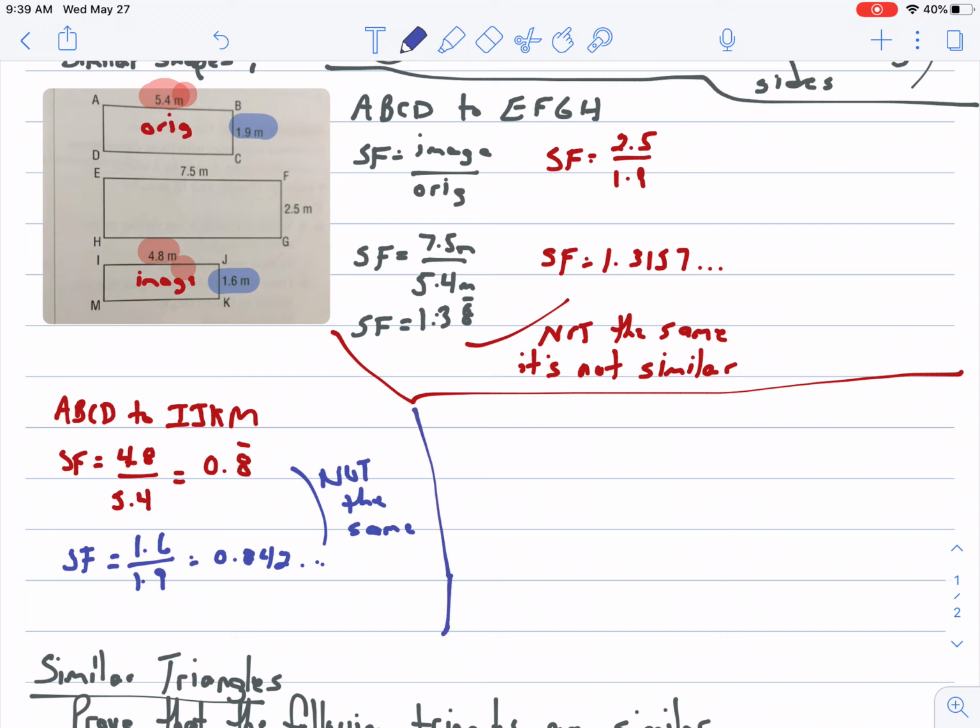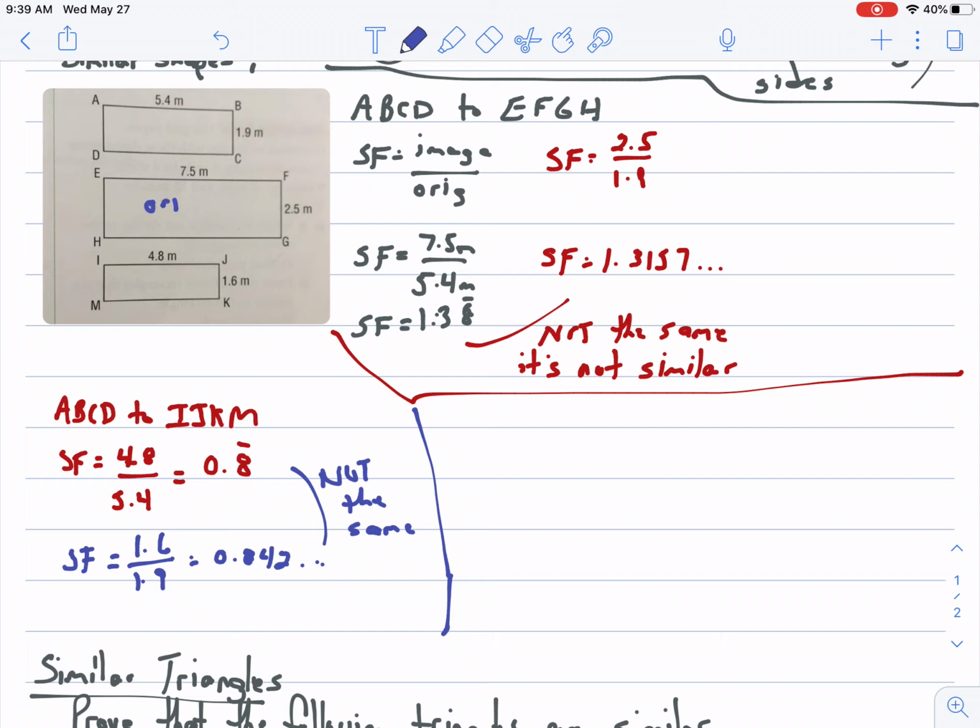So now I've compared ABCD with both of these, and that tells me ABCD is not similar to either of these shapes because I didn't have the same scale factor. So again, I have to start from scratch. And now I know ABCD didn't work with any of them. So now what I'm going to do is I'm just going to try and look at this one, EFGH, and I'm going to compare it to IJMK.